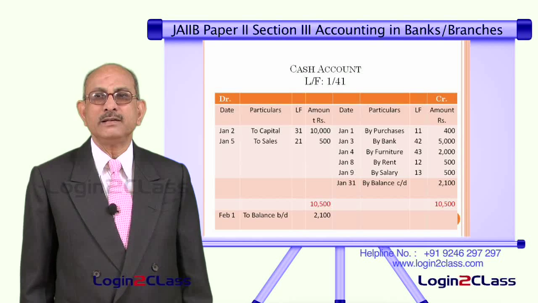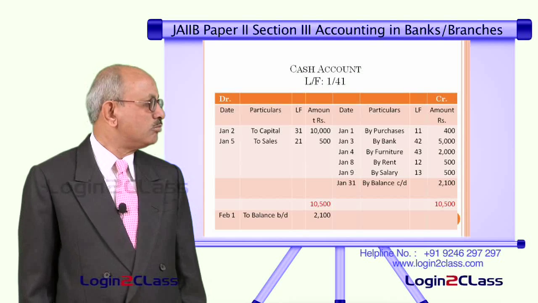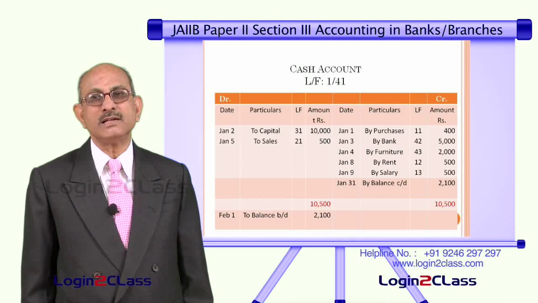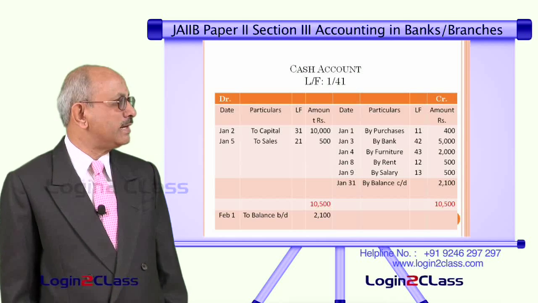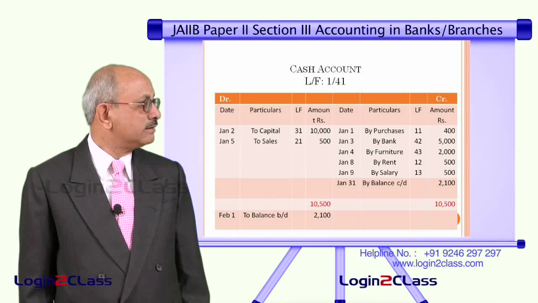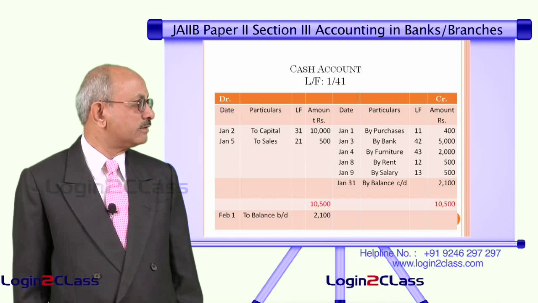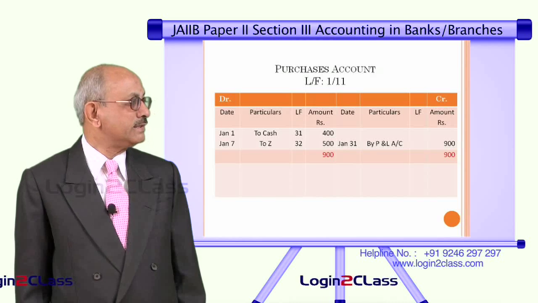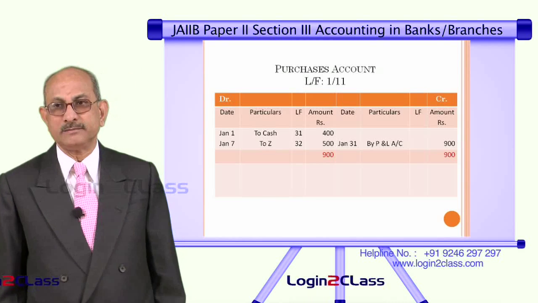So normally, the debit side has to be more than the credit side. This is how the balancing of each account is done. Now let us see how the balancing can be done in respect of other accounts for which we had done the ledger posting. So going to the purchases account, there we find that there are only 2 entries.